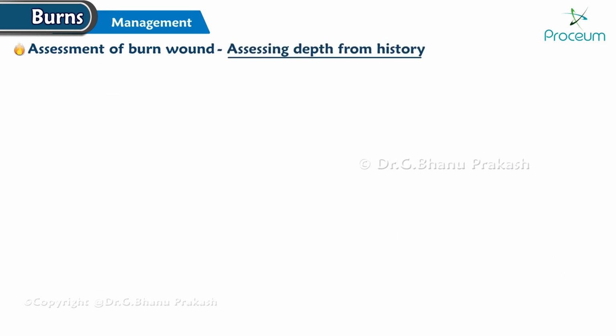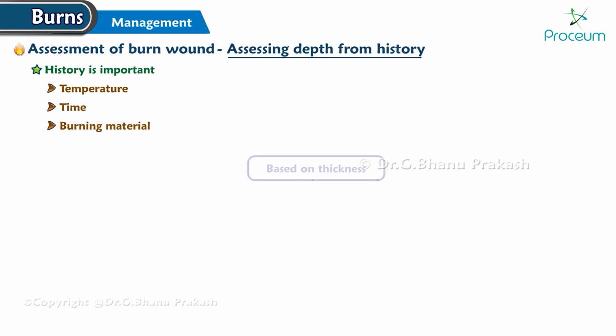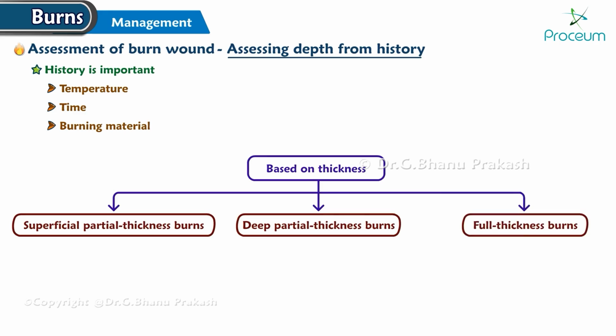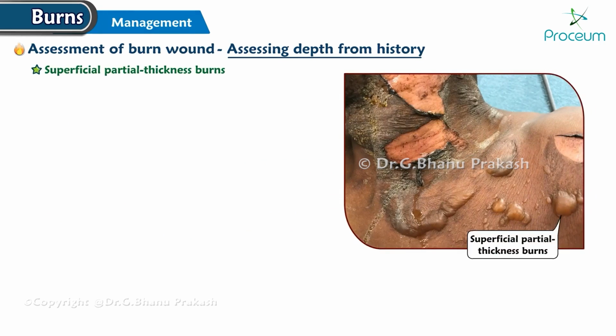Assessing depth from the history. The history is important: temperature, time, and burning material. Based on thickness, burns are divided into 3: superficial partial thickness burns, deep partial thickness burns, and full thickness burns. Superficial partial thickness burns. The damage in these burns goes no deeper than the papillary dermis.